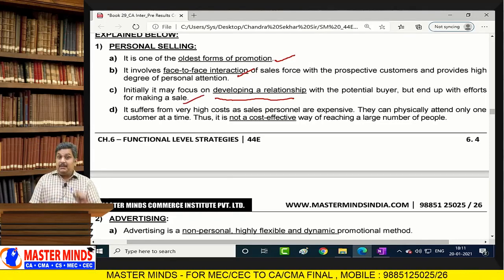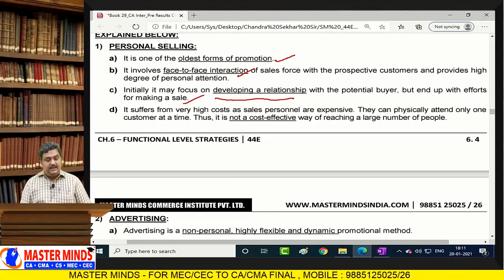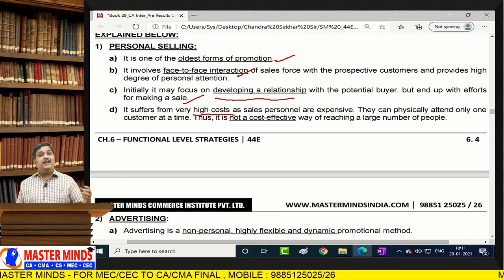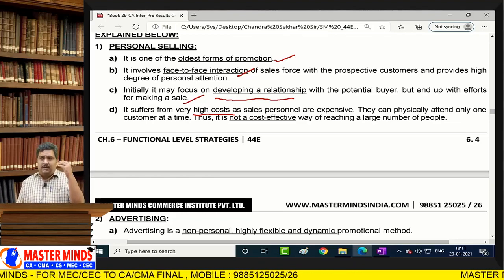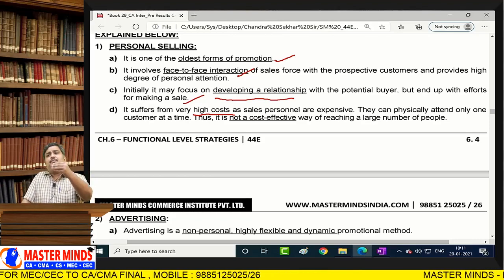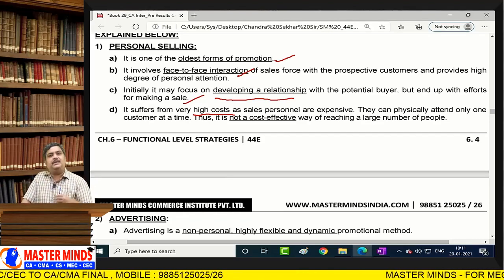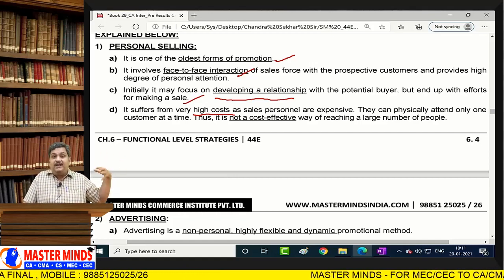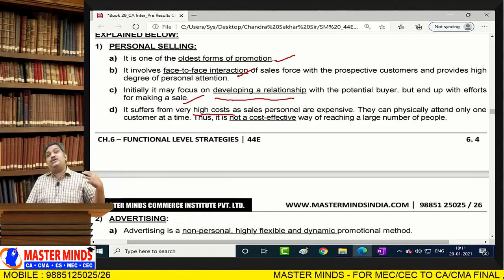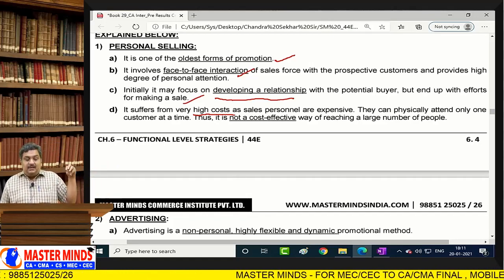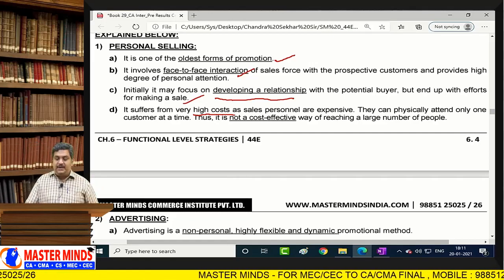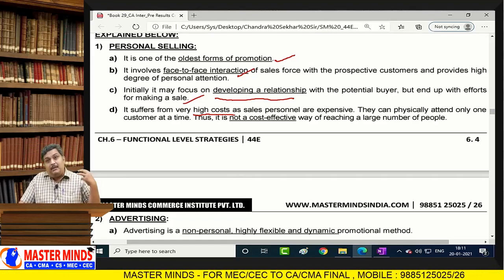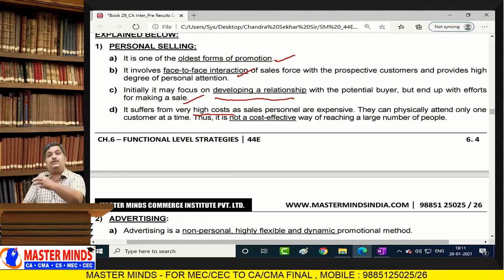But the biggest drawback of personal selling is high cost, because you have to appoint a lot of sales personnel, and one salesperson can reach up to 5 or 6 customers a day. That means the outreach is very less. Whereas if you make a very big advertisement in a newspaper or on TV, that will reach many people. But in the case of personal selling, the outreach is very less, and you have to appoint a larger number of salespeople to make your product move into the market.